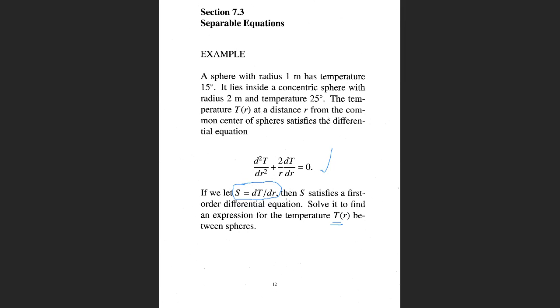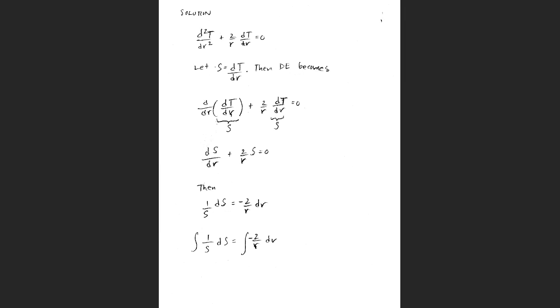So I'll go to the solution here, which I've outlined before, but let me just go through it here. So here is the second order differential equation, right? There it is. And we're doing the substitution. We're letting S equals dT/dR. And when we do that, the differential equation becomes, here's where the substitution is, right here on this step here.